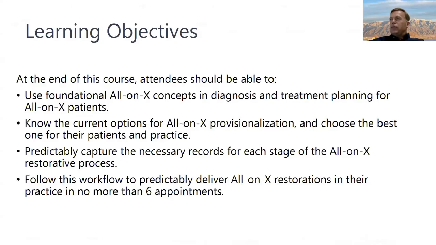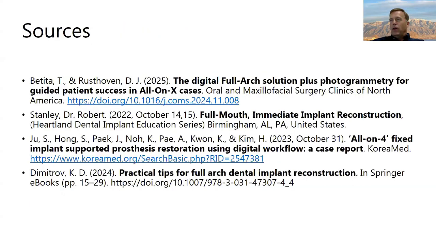So these are our learning objectives for today. We're going to start with some foundational all-on-X concepts. And then we're going to talk about options for provisionalization. We'll have 3 options, so that way you can pick the one that makes the most sense for your practice and your patients. Go through the records process. And then our goal is, and I'll show you the slide on this, I got a little slide to keep us on track, we're going to go through in no more than 6 appointments, from the initial records through surgery to delivery of the definitive prosthesis. So that's a pretty efficient workflow.